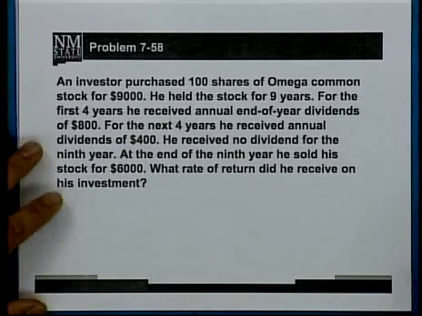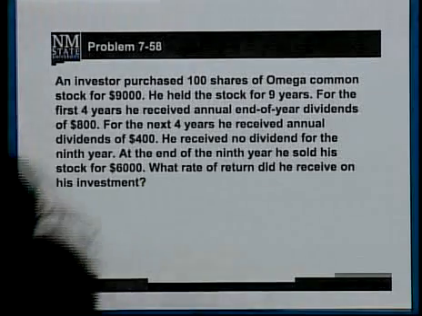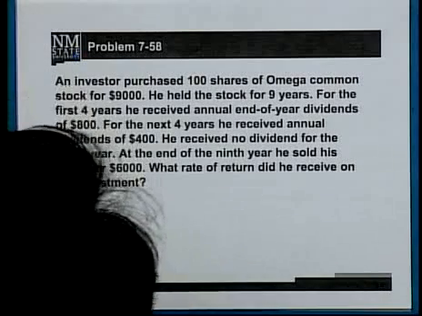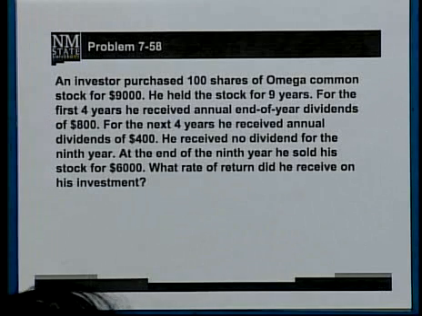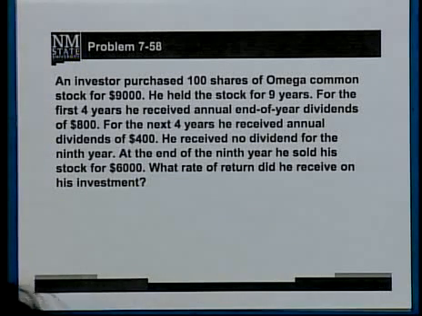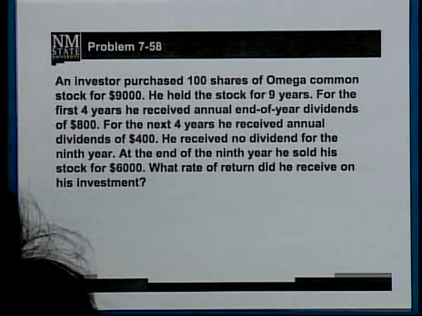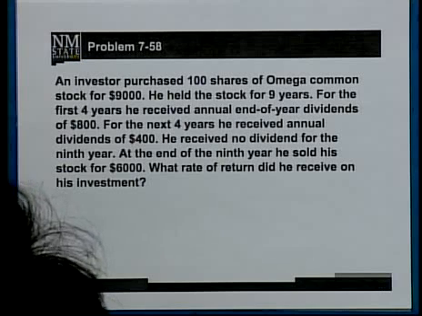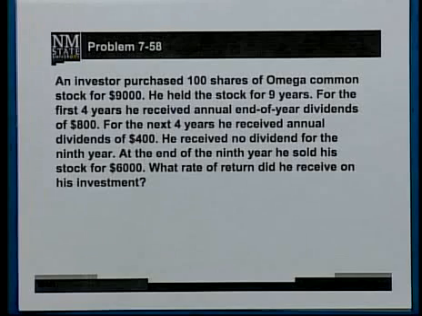An investor purchased 100 shares of Omega common stock for $9,000. He held the stock for 9 years. For the first 4 years, he received annual end-of-year dividends of $800. For the next 4 years, he received annual dividends of $400. He received no dividends for the 9th year. At the end of the 9th year, he sold his stock for $6,000. What rate of return did he receive on his investment?